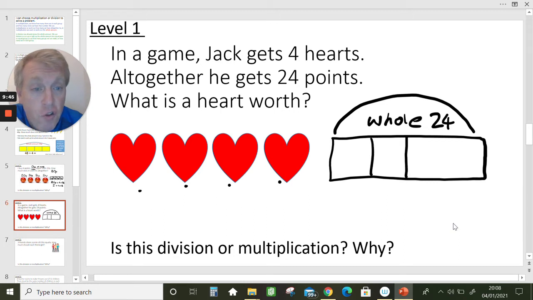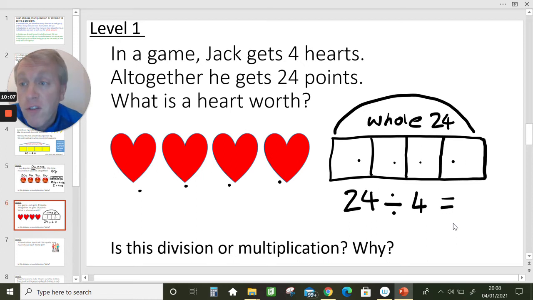Because there are 4 hearts, and each heart is the same. It's the same value. So this must be, remember when I divide, I put the whole amount first, 24, split into 4 parts, the whole 24, split into 1, 2, 3, 4 parts. 24 divided by 4, I've got to use my 4 times table, 6. And it means 6 points for each heart.